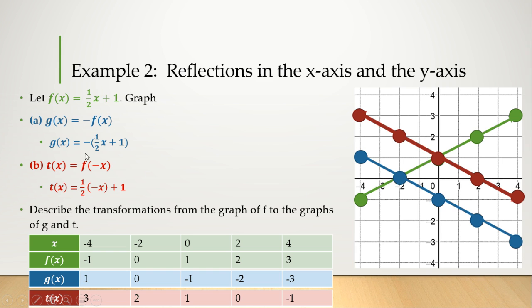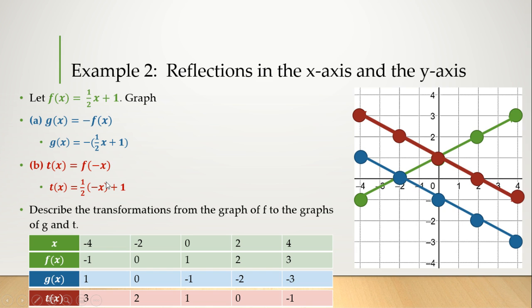Now, to know which one is which, pay close attention. I knew g of x was going to create a reflection across the x-axis because the negative sign is in front of the function, whereas here it's on the inside, and that created the reflection across the y-axis.